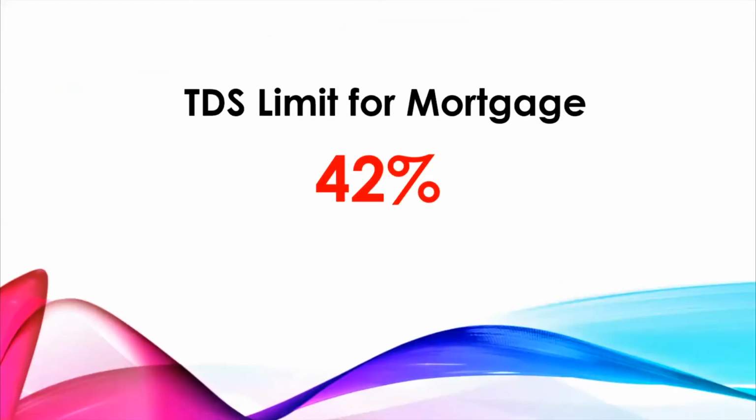The TDS limit for mortgages generally is around 42%. So this is the benchmark we are going to use. So if a person has a TDS ratio of more than 42%, they won't qualify for the mortgage, although some lenders will have flexibility, some leeway in this one. However, we'll use 42% as our benchmark. So if the TDS ratio is less than 42%, then the person will qualify for the mortgage. If it's more than 42%, then they won't qualify for the mortgage.